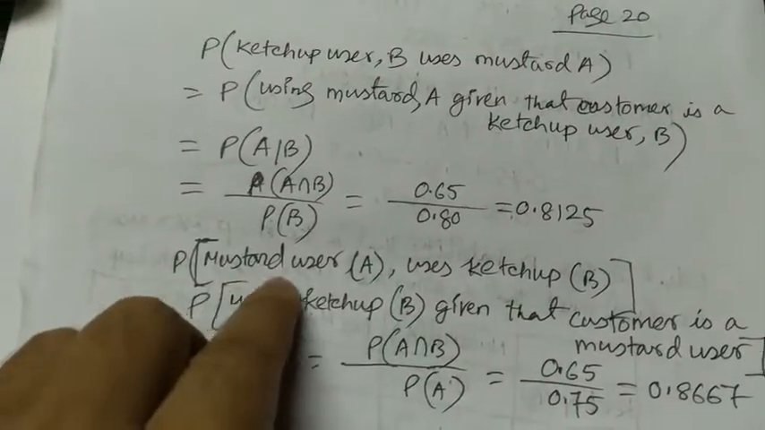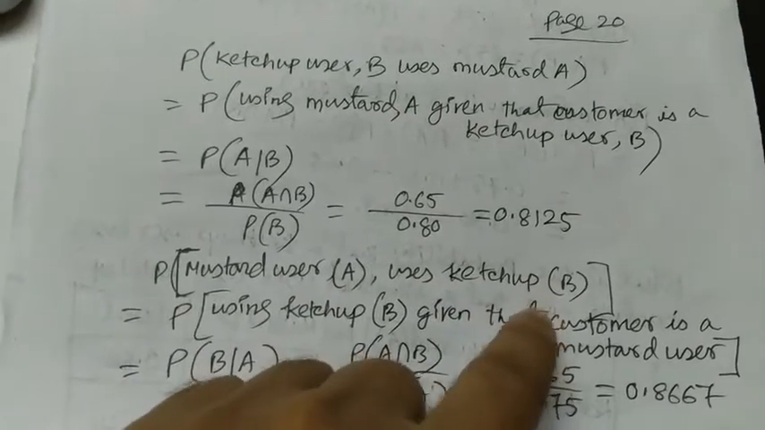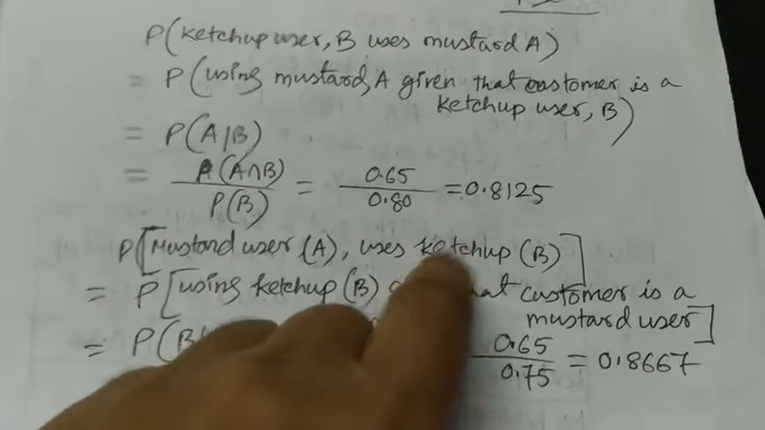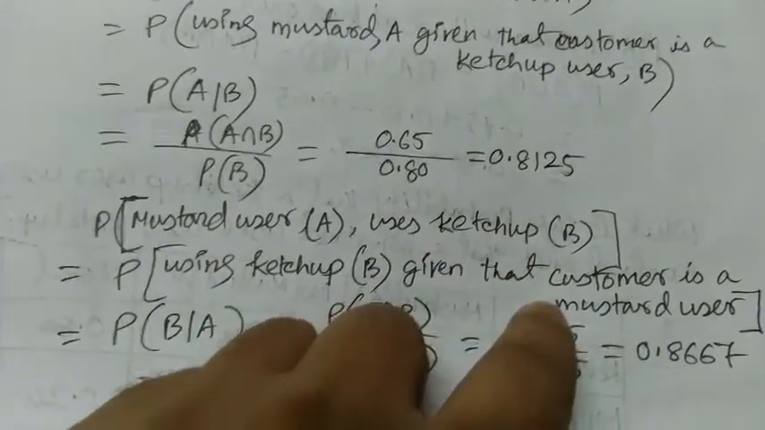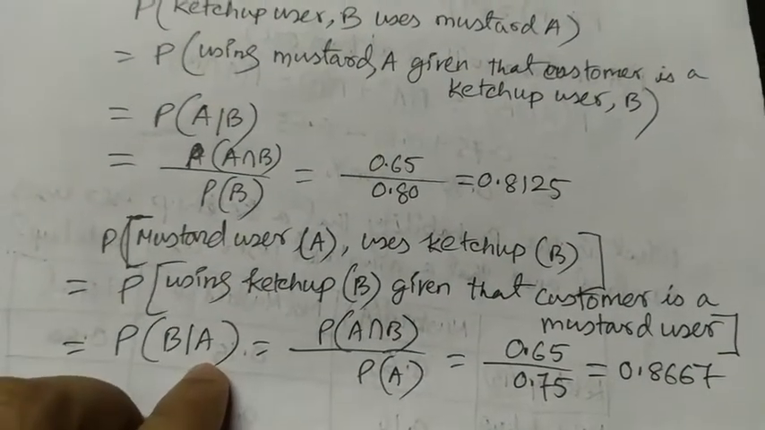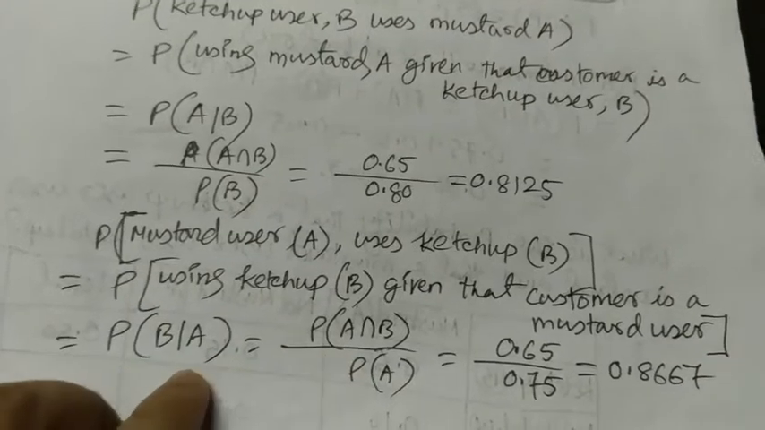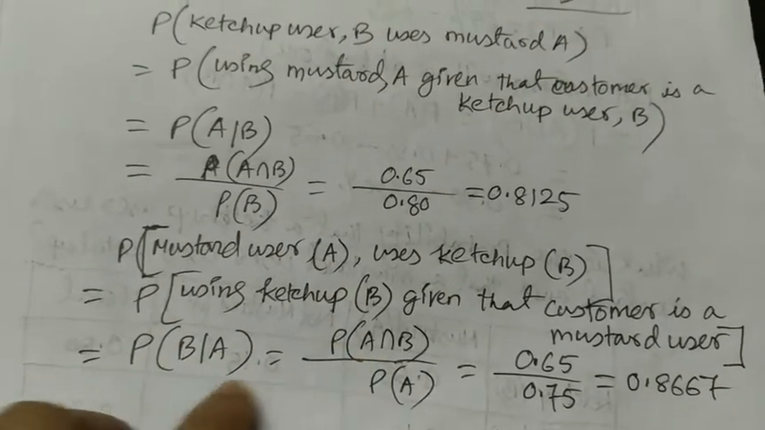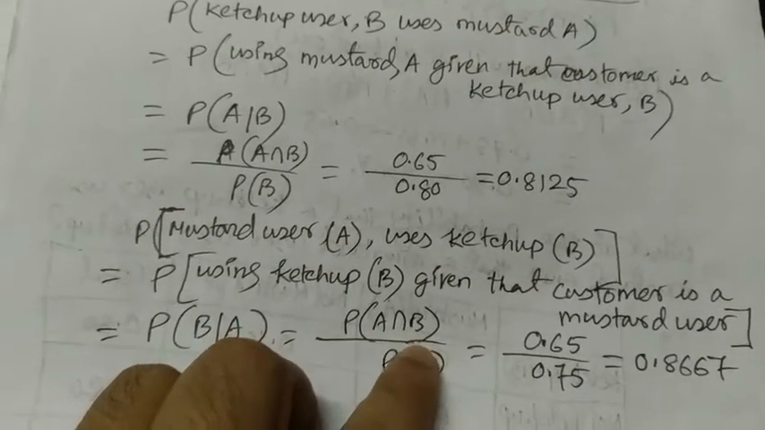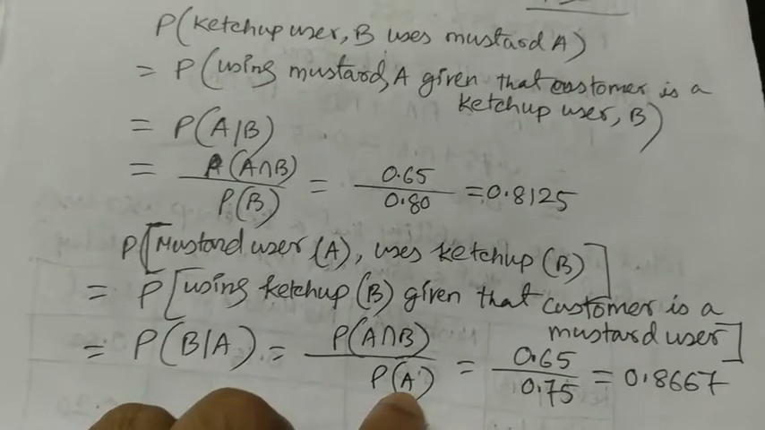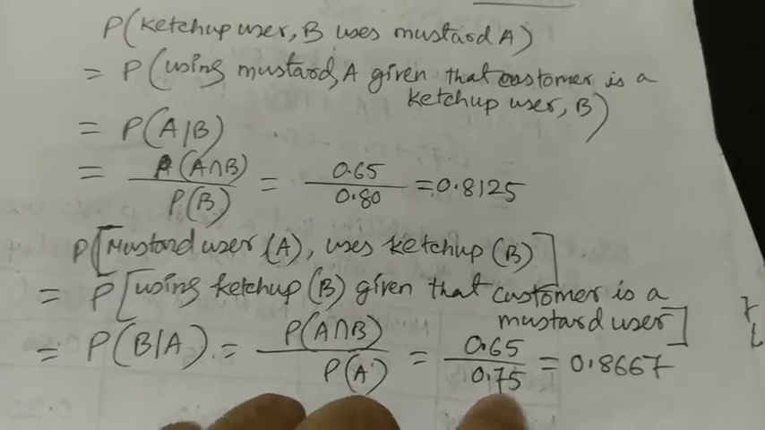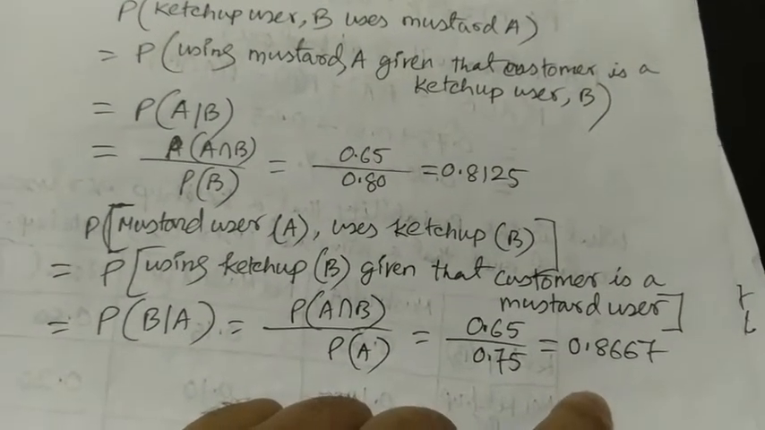Now the second part: the question was asking the probability that a mustard user uses ketchup. That means we need to find the probability of using ketchup given that the customer is a mustard user. That means probability of B given A, which is probability of A intersection B divided by the given part, probability of A. Probability of A intersection B is 0.65 and probability of A is 0.75. If we divide it, we get 0.8667.